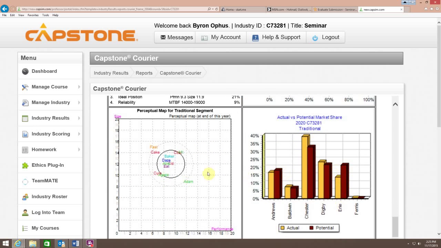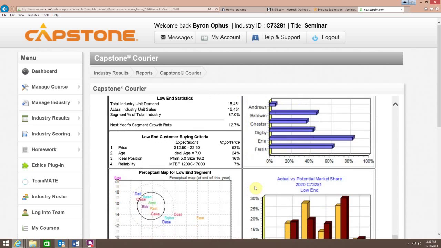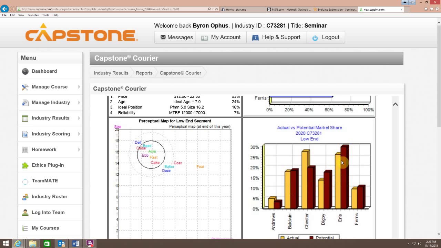Yeah, we got a little bit. Erie gave up quite a bit here, so in spite of doing pretty good, Erie gave up, what's that, 7-8% of the traditional market, which Chester was able to take advantage of. Ferris not even competing in that market anymore. In the low end, Erie gave up a little bit there too. So in spite of sort of dominating the market, actually Chester sold a little bit more in the low end, but Erie would have had they met their potential. And Digby gave up quite a bit there. Okay, kind of an interesting spread that's going on there.